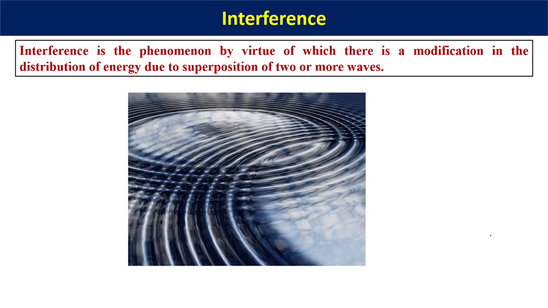All right, so now let us explain something called interference. Interference is a very beautiful concept, and is a phenomenon by virtue of which there is a modification in the distribution of energy due to superposition of two or more waves. Now remember this particular term. In interference, we have got a modification in the distribution of energy. Many times when I put this question, whether there is energy loss in interference, people say yes. Actually, this is not correct. Energy is always conserved in the phenomenon of interference. It is only that the energy is redistributed.